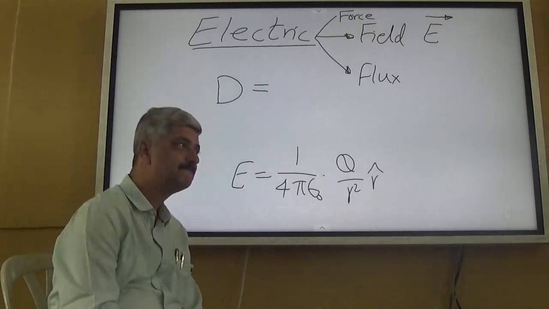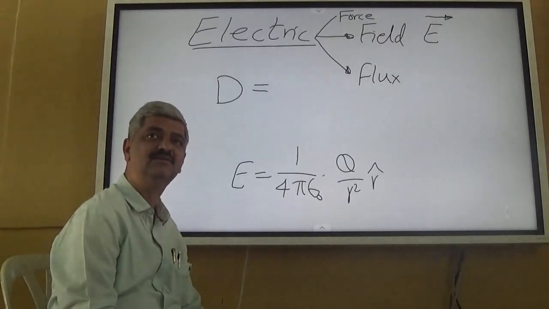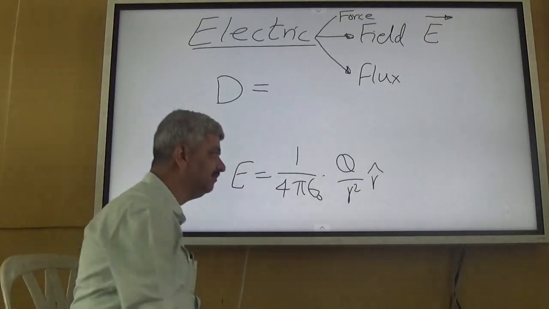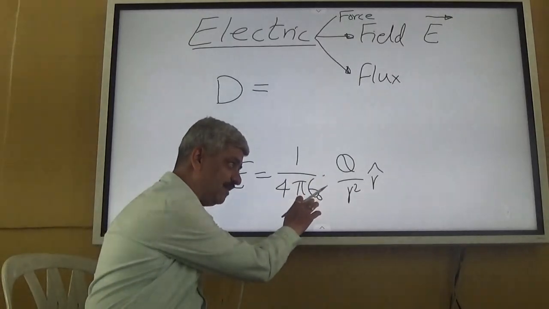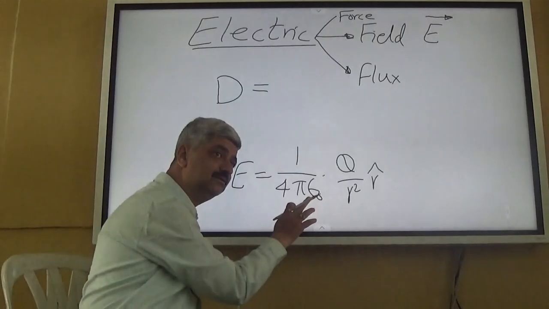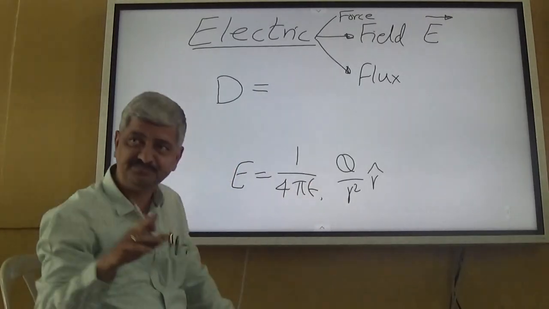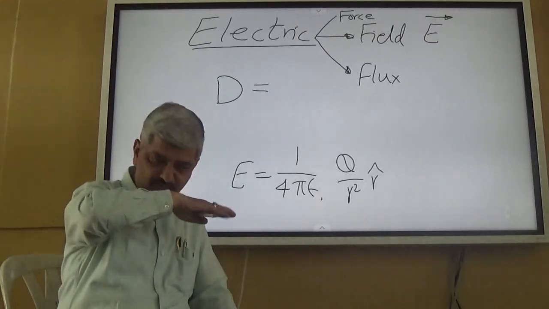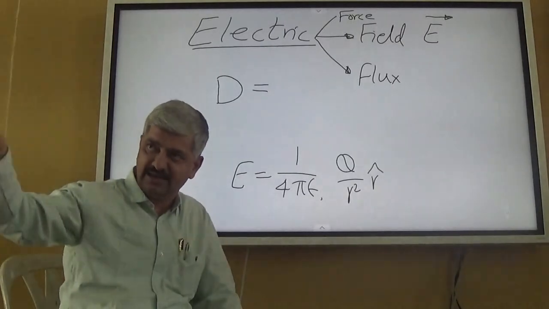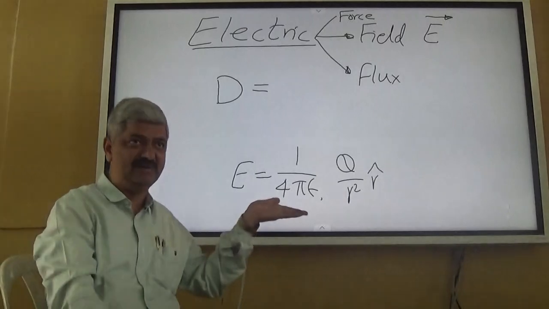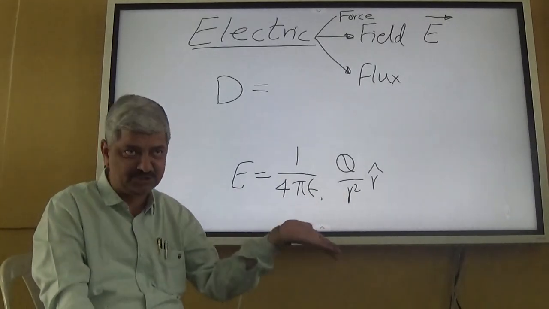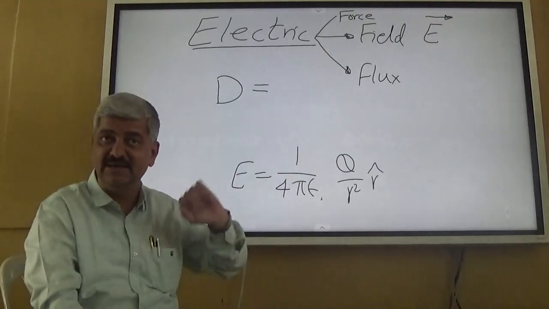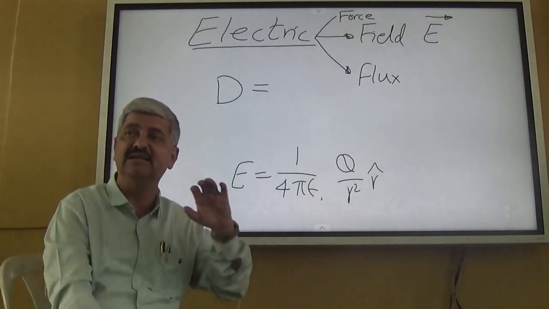Right. What is epsilon naught? It is some constant of proportionality. Epsilon naught is permittivity of free space. Even our atmosphere, that is normal air at normal circumstances, has permittivity as good as the permittivity of free space. So epsilon naught and epsilon we use interchangeably, as if they are the same, but in fact it is not so. Epsilon is the permittivity of the medium.